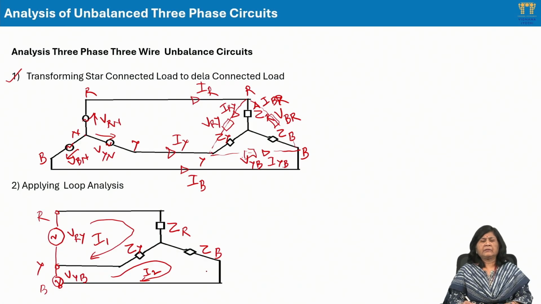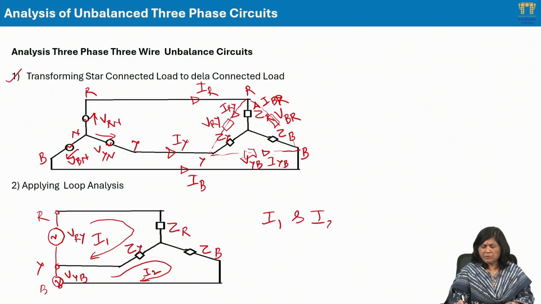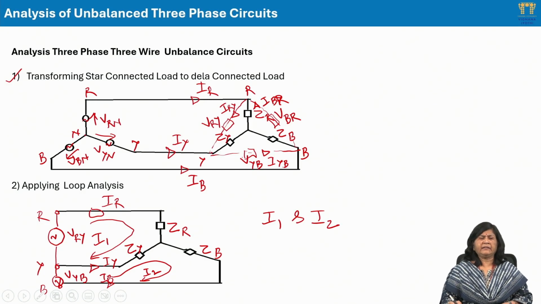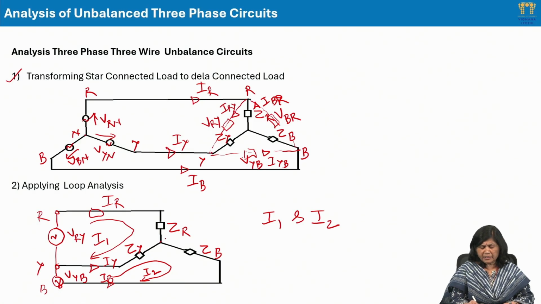Writing the two equations for loop current 1 and loop current 2, I get two simultaneous algebraic equations, and then solve these two equations. You can find I1 and I2, and then based on your I1 and I2 values, I1 will give you your IR, the difference of the two currents I1 and I2 will give you IY, and I2 current will give you IB. So this is another method to find line currents for the unbalanced load when your neutral is not connected to the supply neutral.